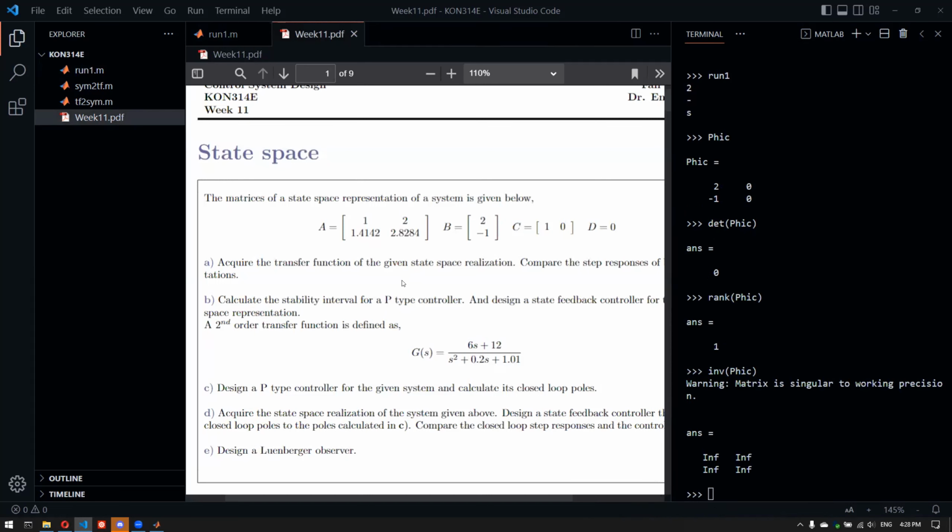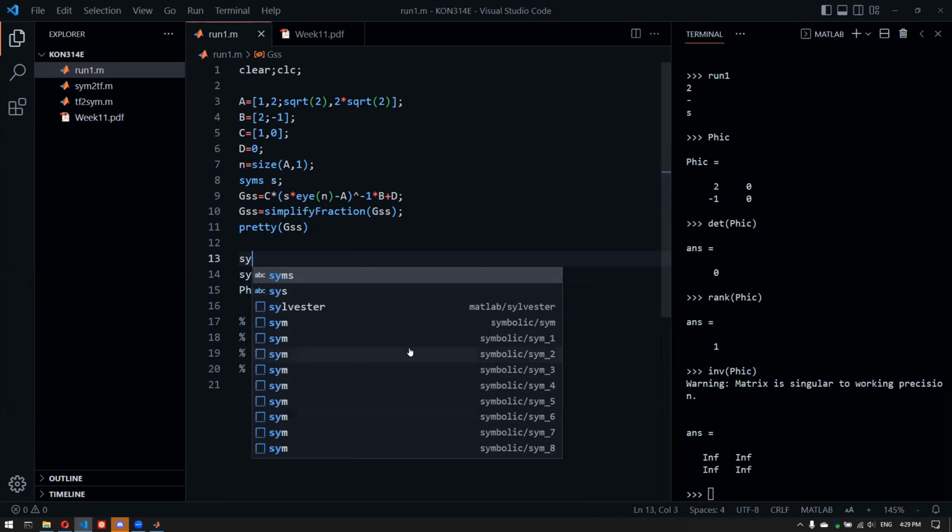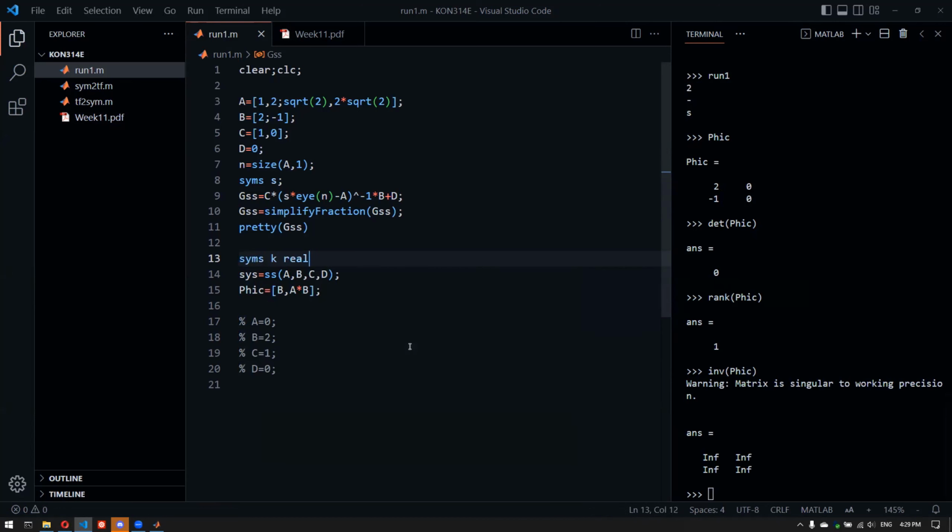Let's move on. What we can do is look at the transfer function and come up with a controller, and then design a state feedback controller. So let's compare these two. I know that the transfer function is 2 divided by s. If I'm going to define a transfer function, I would do the following. Let me move this down here. So syms s, syms k, real, and then T(s) will be k times G(s).